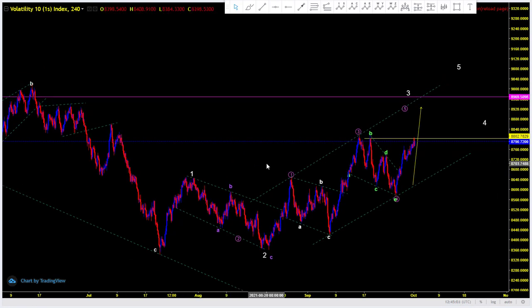It doesn't work only on volatility indices, it also works on currencies. So I'm going to switch my chart to TradingView for currencies so that you see how this also applies on currencies.